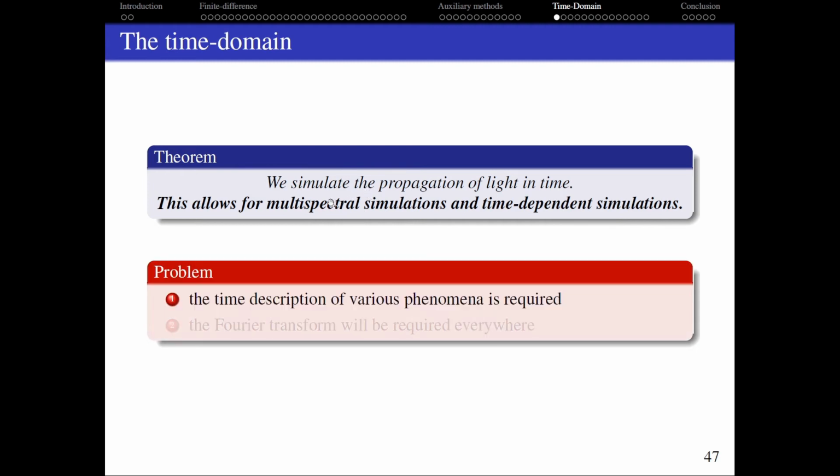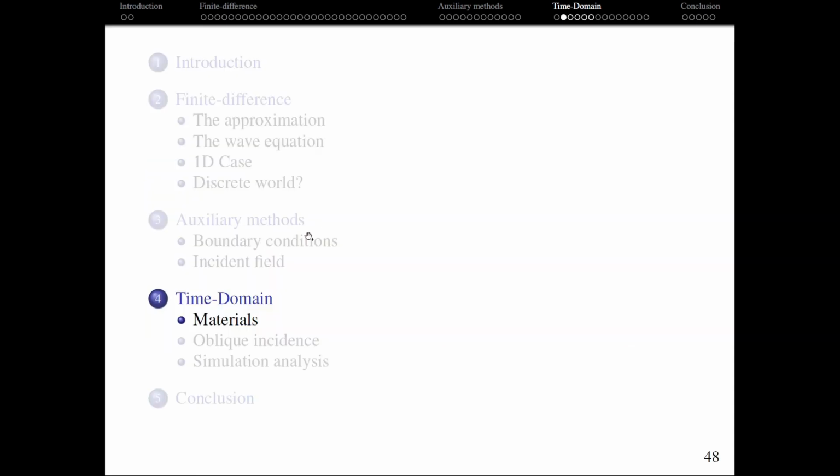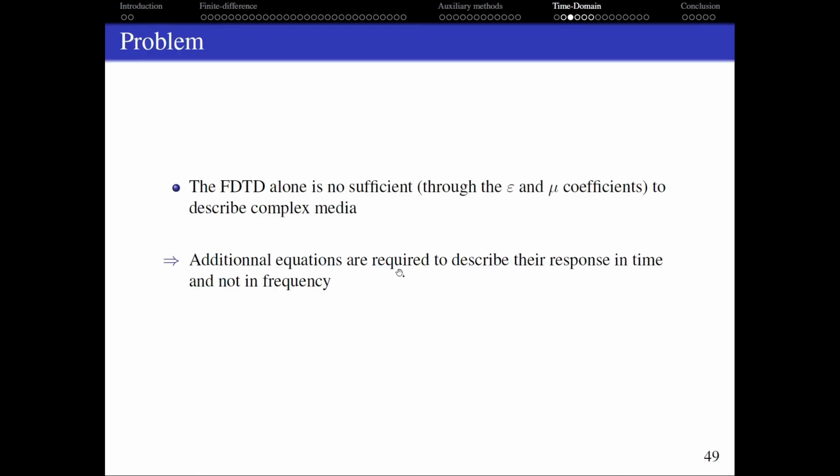The issue is that since we work in the time domain, we need to know the time description of many things, notably the materials. And also, when you want to have the spectra at the end of your calculation, you will basically need to have a Fourier transform performed everywhere on every single piece of data that you want to extract from your calculation. So let's talk about materials a bit first.